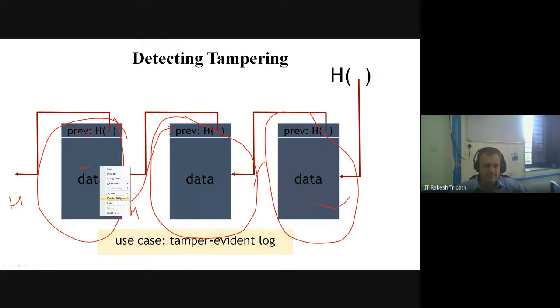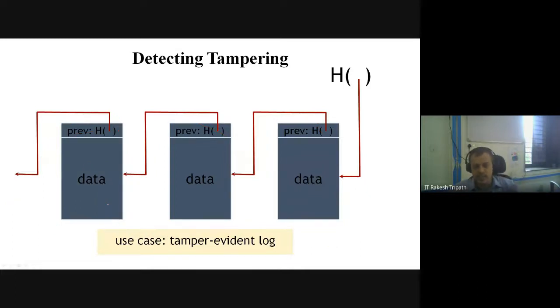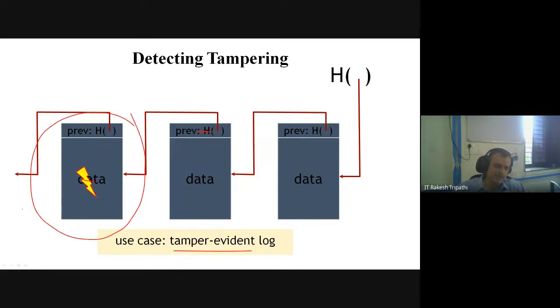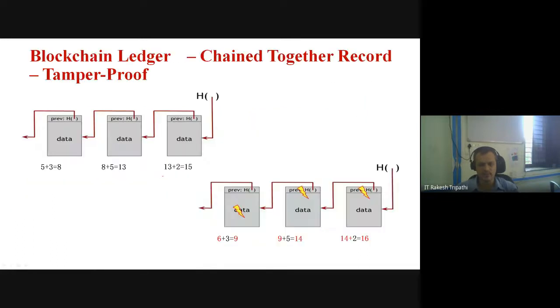Now this blockchain can be used as a tamper-evident log. It means if you change anything here, what will happen? This hash won't match. Why? Because if you compute a hash of this, whatever the output is, it is here. It won't match. Let us take an example.